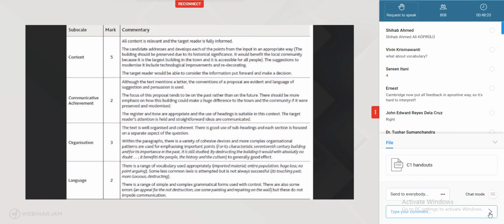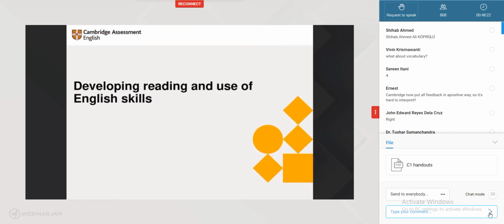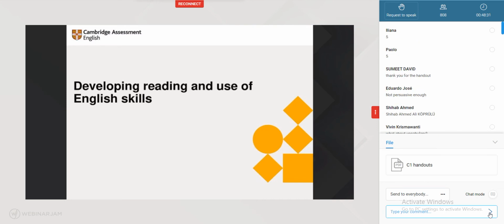Okay. Right, we've got to move on. Time is disappearing. So reading and use of English, everyone's favorite paper. Especially Victoria's. She loves it. I like it, yeah.